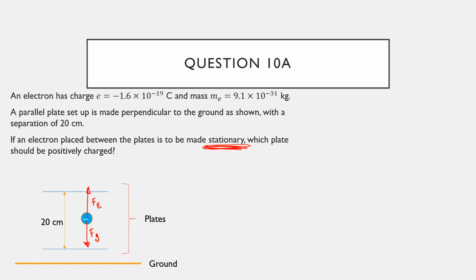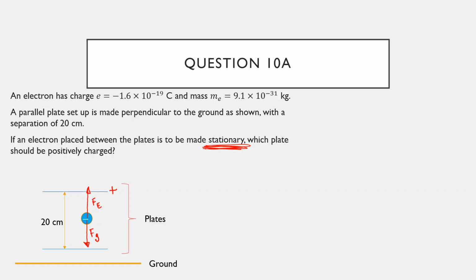Well, you think, are electrons attracted to positive or negative plates? Well, electrons are negative, so negative charges are attracted to positive charges. So what you can say about this then is that this plate here must be the positive plate. It has to be in order to attract the electron upwards.